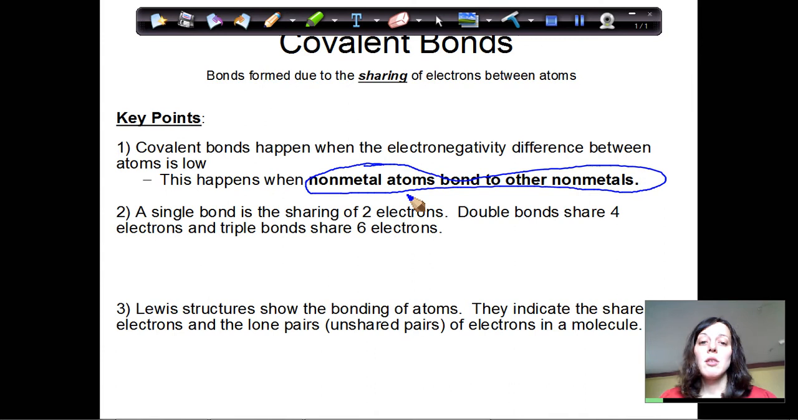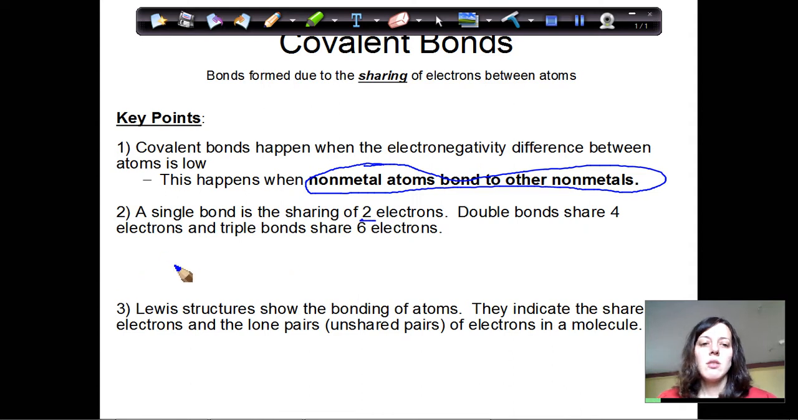If you have a nonmetal bonding to a metal atom, the electronegativity difference is considered to be high and an ionic bond is going to form, which is not what we're talking about today. So covalent bonds are always when nonmetals bond to nonmetals. And there are single bonds, double bonds, and triple bonds with covalent bonds. A single bond by definition means sharing of two electrons.